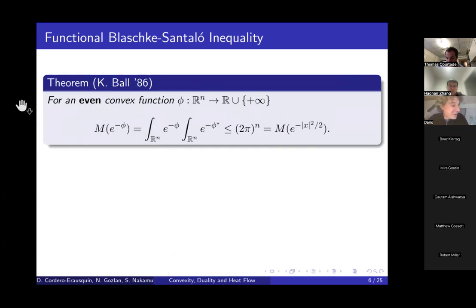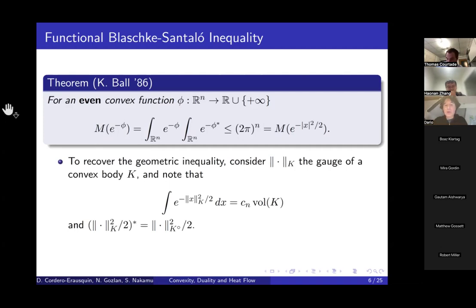So Keith Ball did use this inequality from the Blaschke-Santalo inequality. There is a nice trick. You apply the Blaschke-Santalo inequality to the sublevel sets, but then you must do something more, and you have some kind of Brunn-Minkowski inequality on the sublevel sets, and you derive this functional inequality.